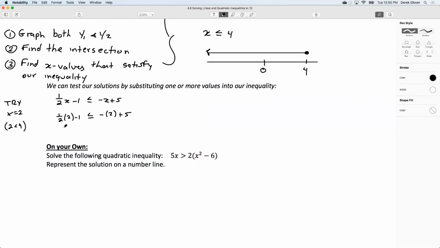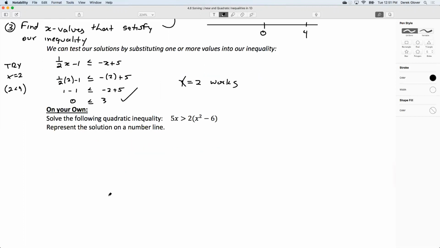1/2 of 2 is 1, so this is 1 minus 1. The right-hand side becomes minus 2 plus 5. We're left with 0 is less than or equal to 3, and that's true. So this point, x equals 2, works. If you're not convinced, you can pick another point. Try minus 7. Anything lower than 4 should work, and 4 itself should work.